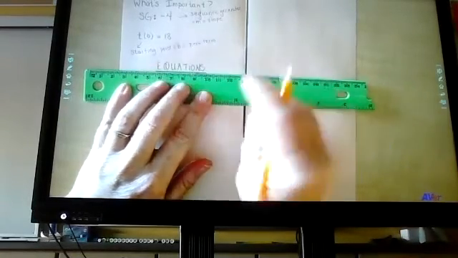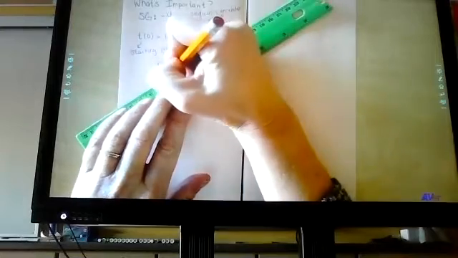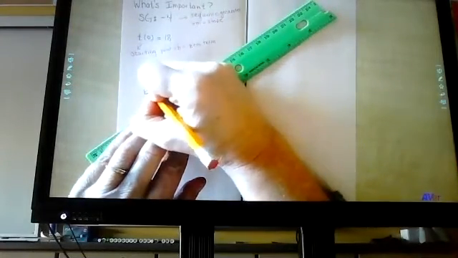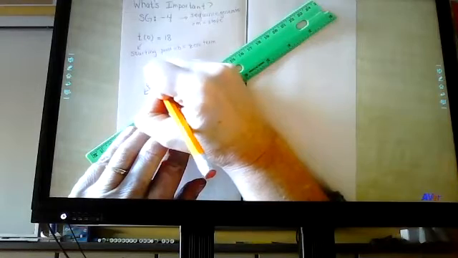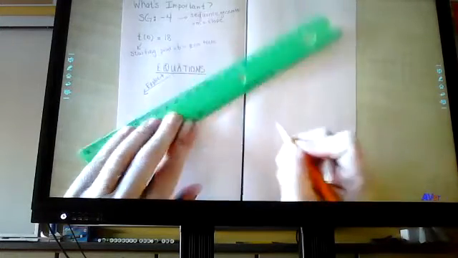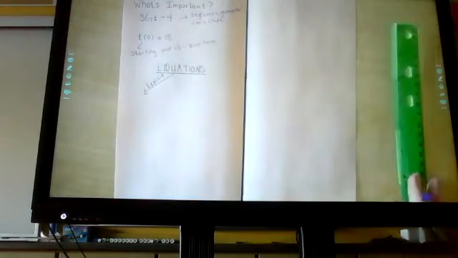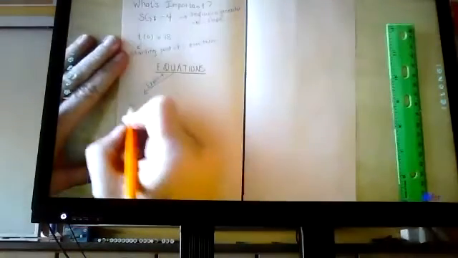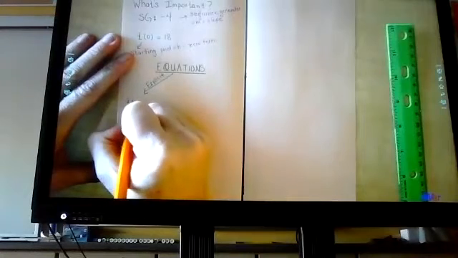Now, there are two types of equations. Notice how I'm gonna draw my line here. The first type is known as explicit. Okay, there it is. There's the explicit equation. Now, explicit means that you can jump anywhere in the sequence, but this is what it looks like. I'm going to write it out in words first.